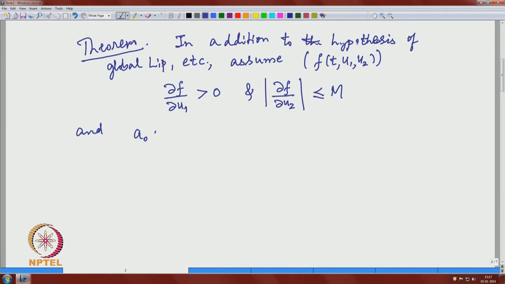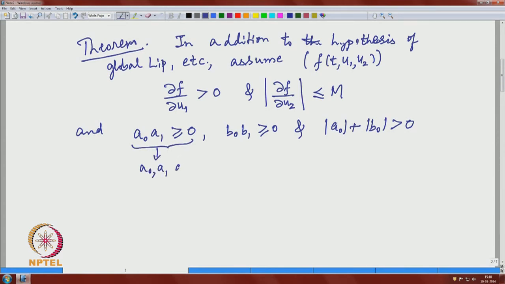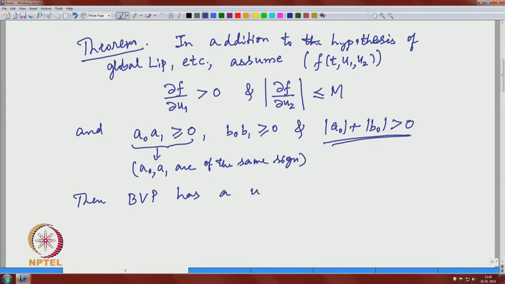so, a0 a1 non-negative product, b0 b1 non-negative product, and a0 and b0 do not vanish simultaneously. So, this is the condition. So, this means a0 a1 are of the same sign. And similarly, b0 b1, and a0 b0 do not vanish simultaneously. So, this is the condition. Then the BVP has a unique solution.